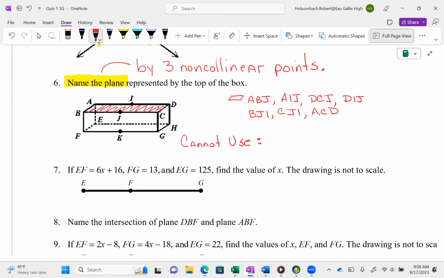Yes, ma'am. A, I, D. Very good. You can't use A, I, D. They're collinear, aren't they? All right. And what else can't you use? C, B, and J. Good. Or I'm going to reorder it to C, J, and B. They're on the same line, so you cannot use those to name a plane.